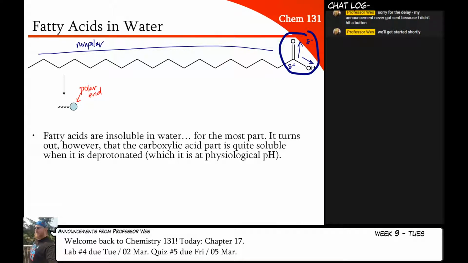Now, if I deprotonate this OH over here and make it O minus, so I get rid of this H and I make it just O minus, now it's very soluble in water, at least that end. But the rest of the chain is still nonpolar. So in this little diagram, I have two sides. One side likes water. It will dissolve in it because it's charged. But the other side strongly dislikes water because it's all hydrocarbons.